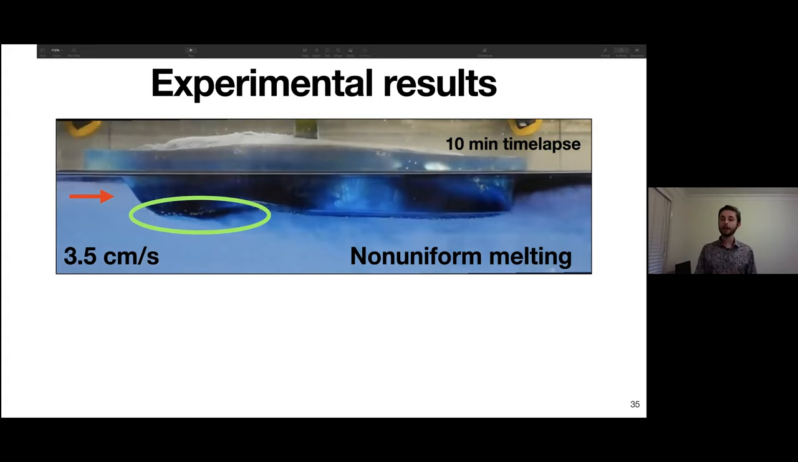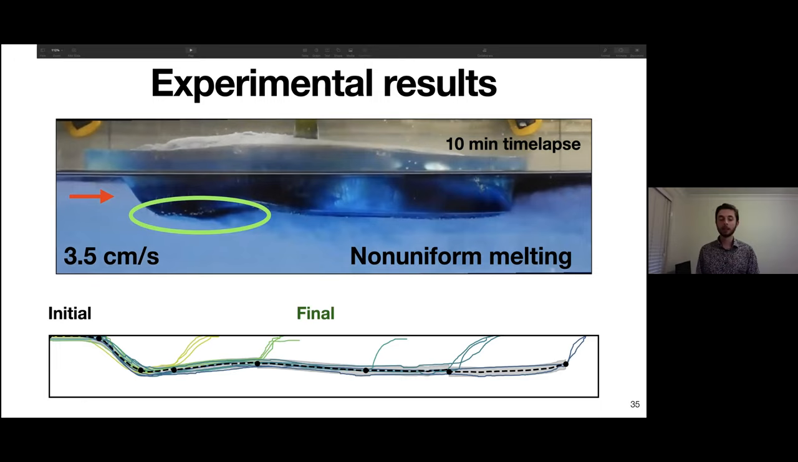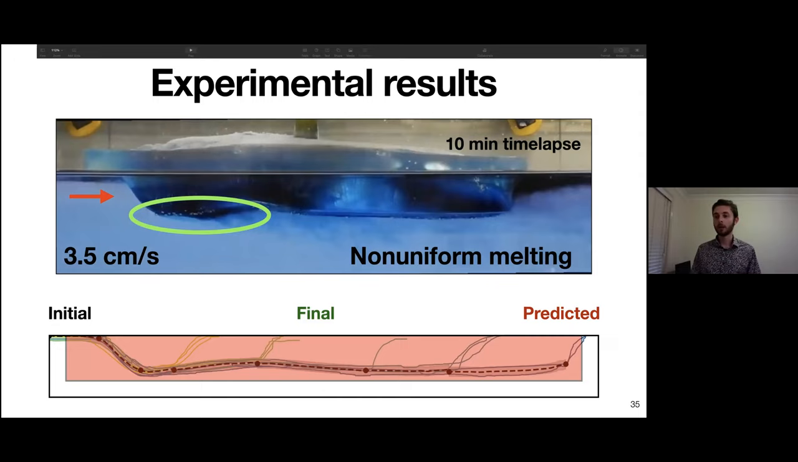So when we did all the experiments, put all the profiles on top of each other and compared to what the models predict, the models didn't predict, first of all, they underestimated melting in general, and they did not capture any of the non-uniformities that we observed. So we wanted to make a better model and understand why the previous ones didn't work, what's really going on in the experiments. So for that, we turned to simulation.